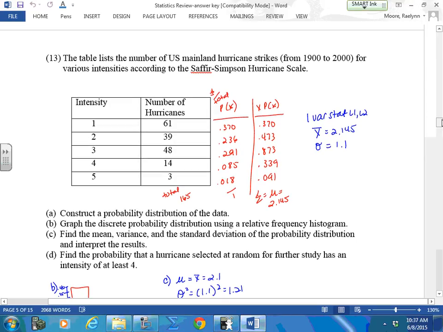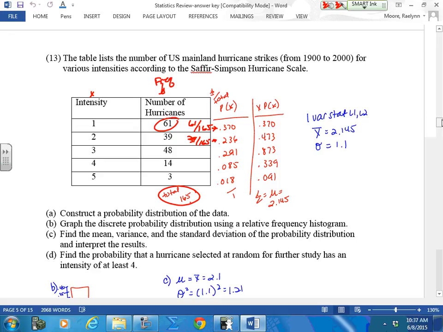This is your probability. To find your probability, it's the same as your relative frequency. It's part over whole. So we're going to add up the total of your frequencies. These are just the x values, just the name of the intensity of the hurricane. We add up the whole thing and put part over total. 61 over 165. 39 over 165. And generally we go 3 decimals on a probability. Part over whole, not the intensity number. That's just the name of that hurricane.